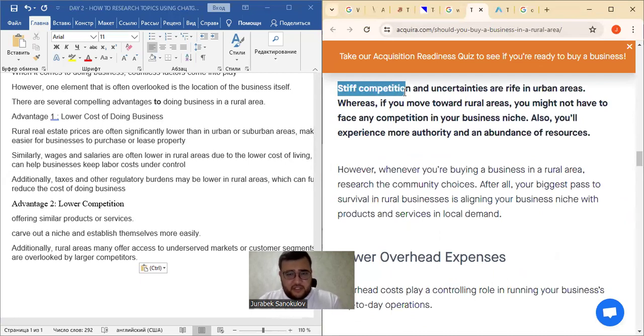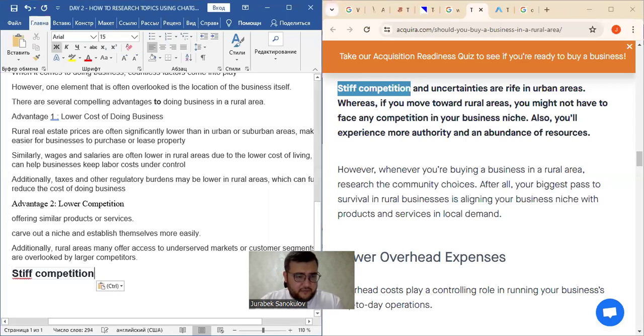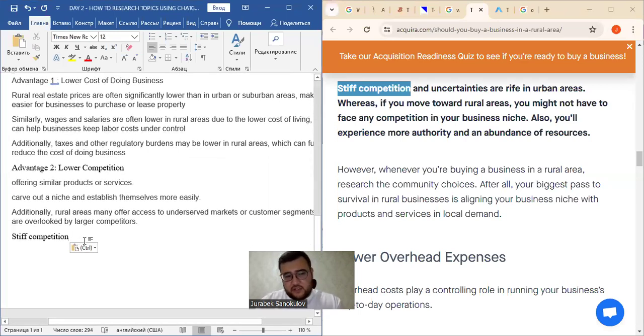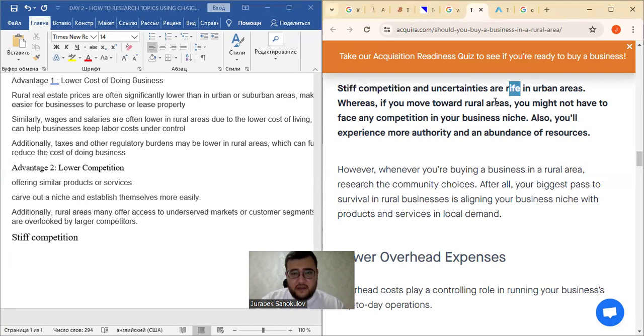So stiff competition. That's a nice chunk of language. Stiff competition refers to competition which is, let's just say, too much competition. And uncertainties are rife in urban areas. I don't know actually what rife means. Whereas if you move towards rural areas, you might not have to face any competition in your business niche.